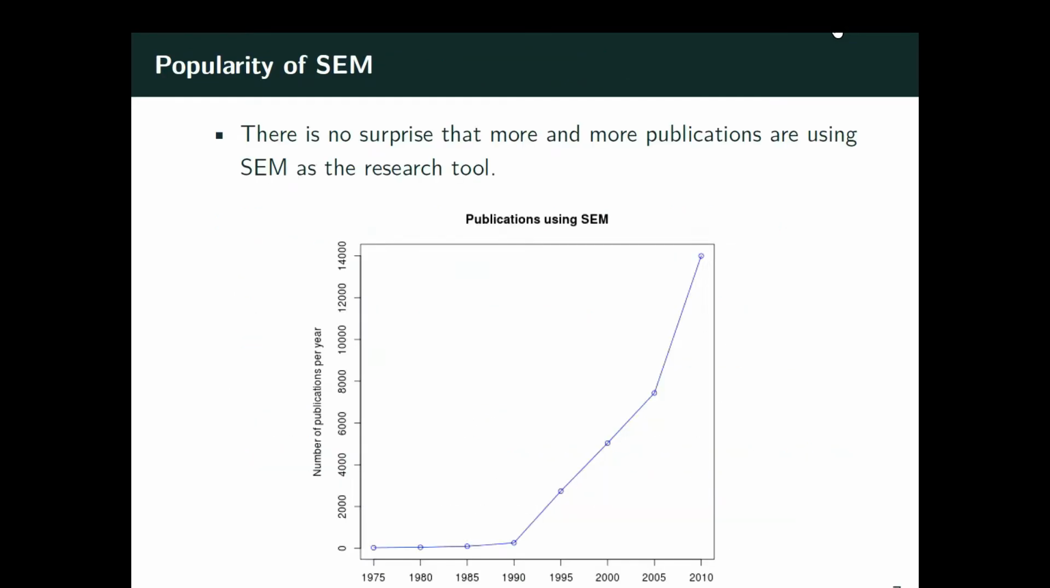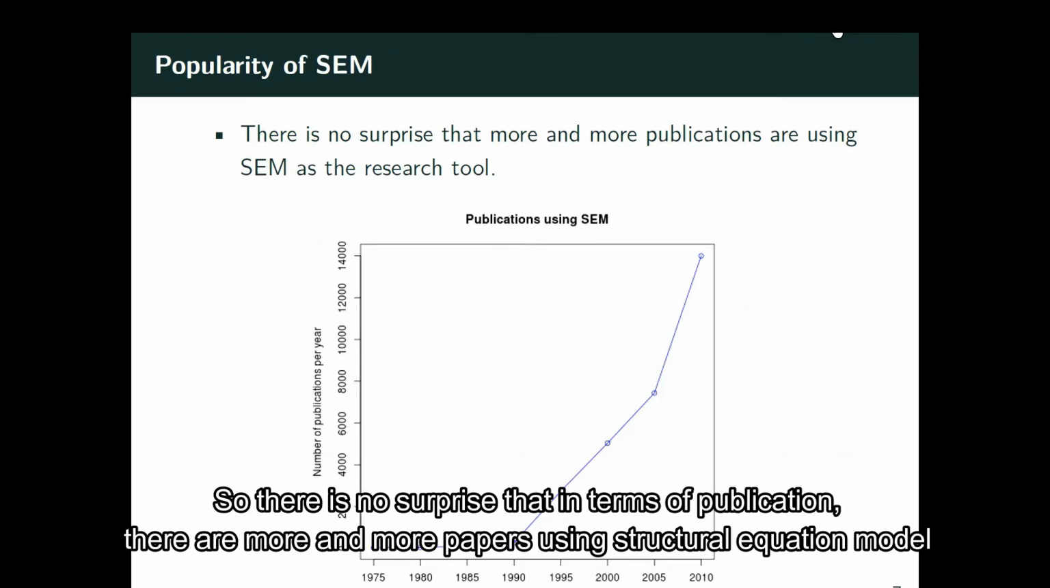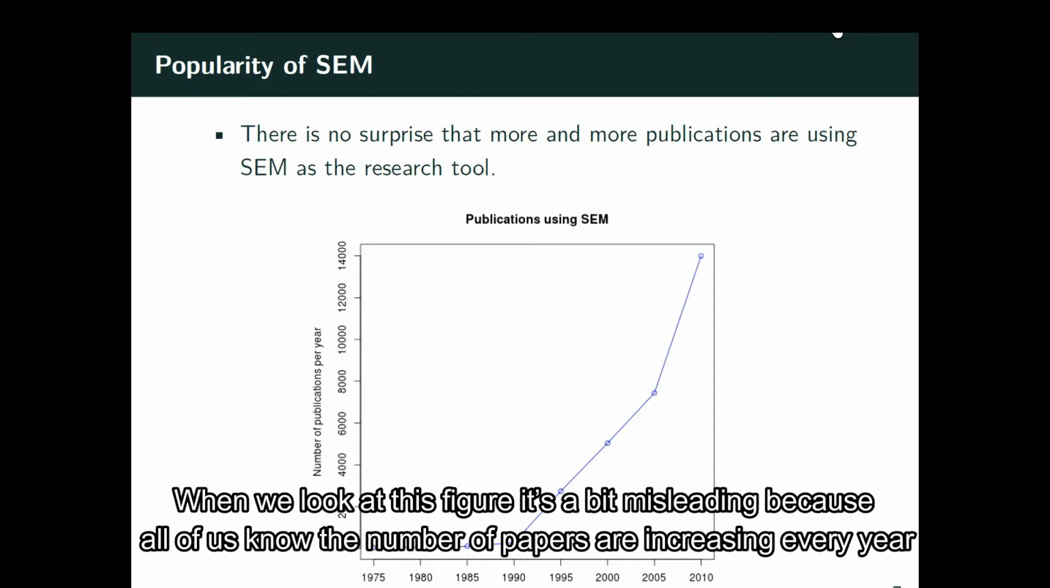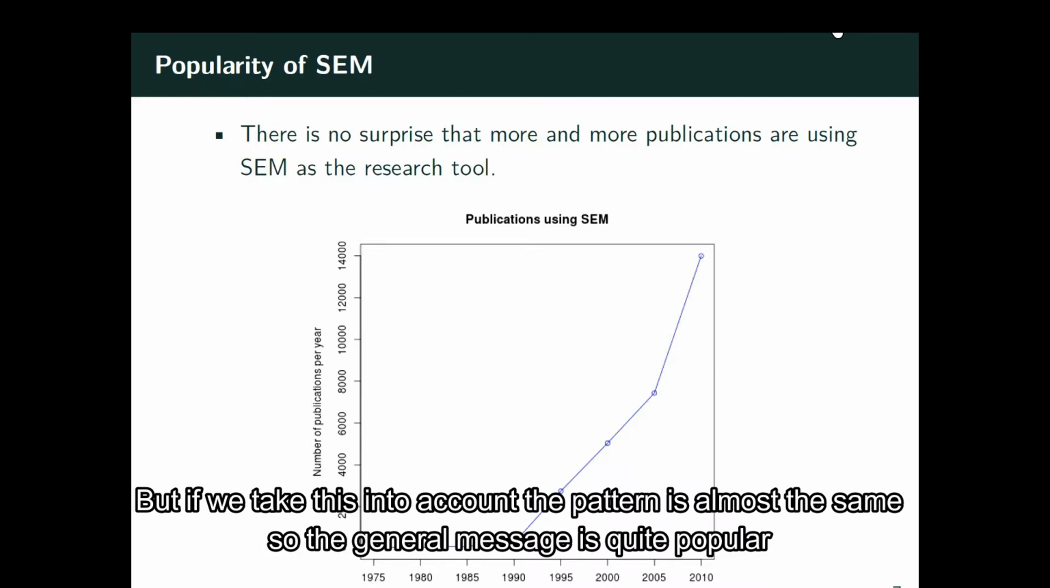So it's no surprise that in terms of publications, there are more and more papers using structural equation models. When we look at this figure, it's a bit misleading, because all of us know the number of papers is increasing every year. But if we take this into account, the pattern is almost the same. So the general message is that it is quite popular.